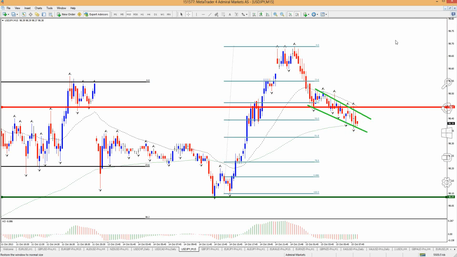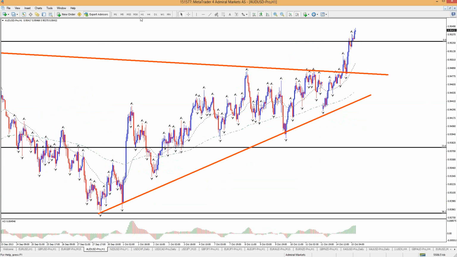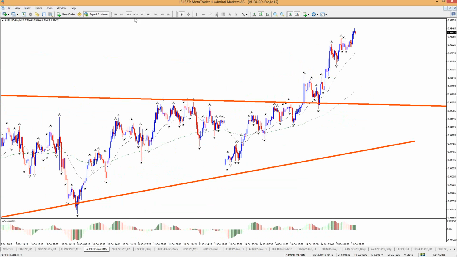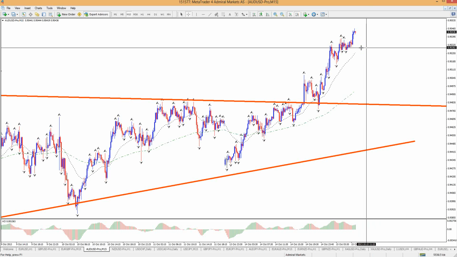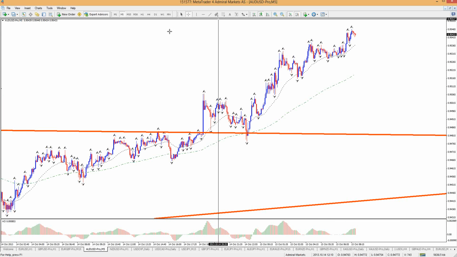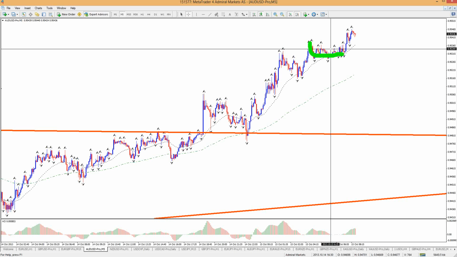Let's see on the Dahlia. Let's move to something else. The Aussie was on my list as well. But that broke out. I was looking actually at a continuation here to the upside, but it broke out before our session, in fact.